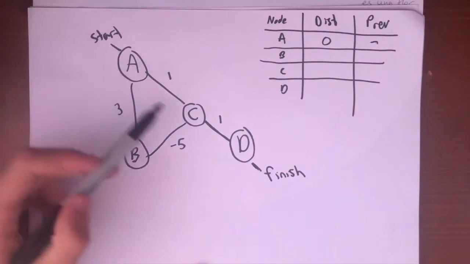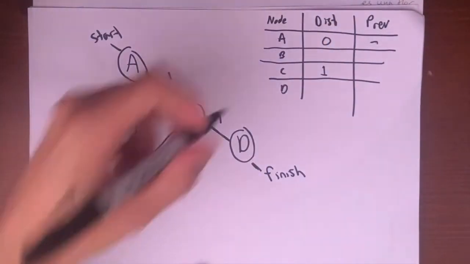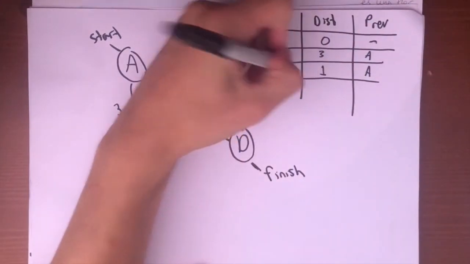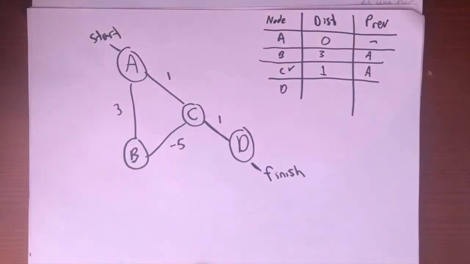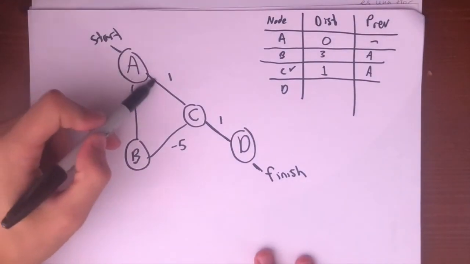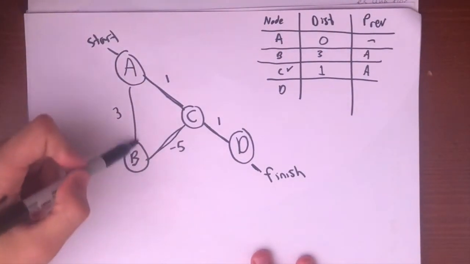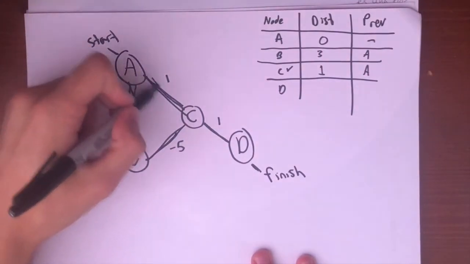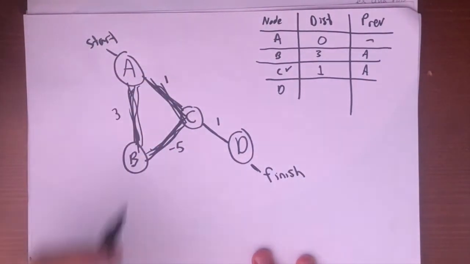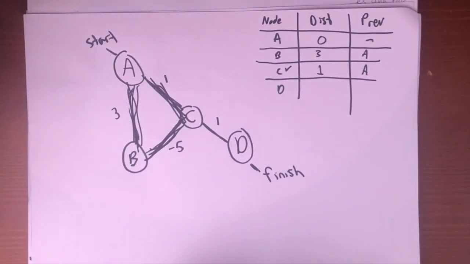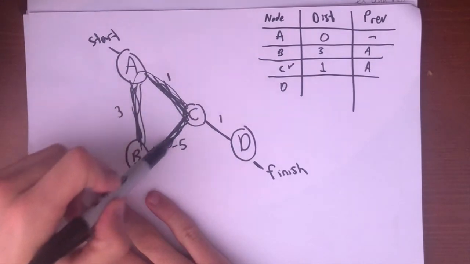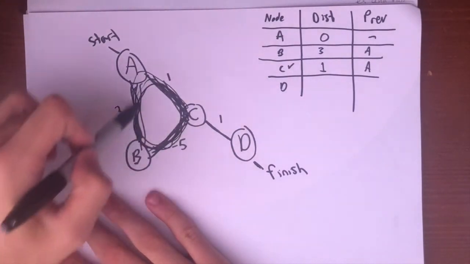Starting off at A, we would update C to have a distance of 1, and B to have a distance of 3, all coming from A. Then C would be marked as known, and then we would proceed from C. And then the issue that we see here is that this loop will keep acquiring negative distance. So we could go around this loop an infinite number of times, and get as small of a distance as possible, and then go to D. So there's no real shortest path here. You would just get stuck in this cycle going around this loop.